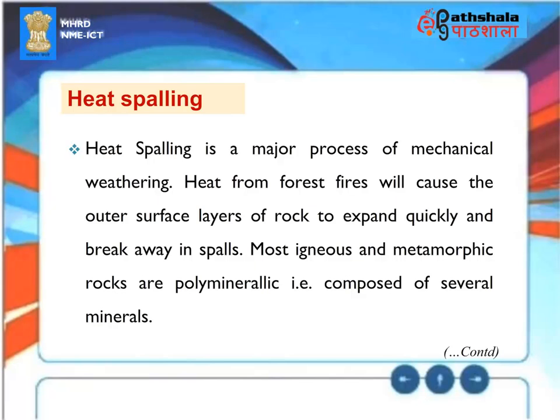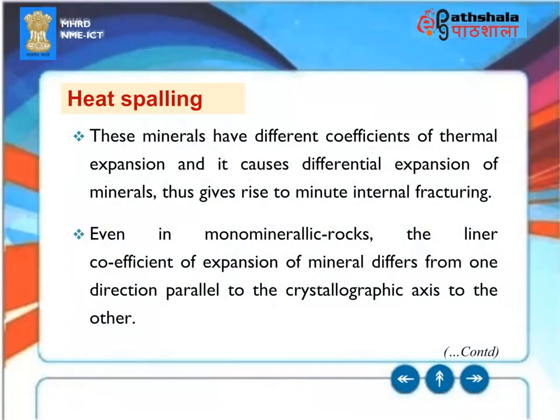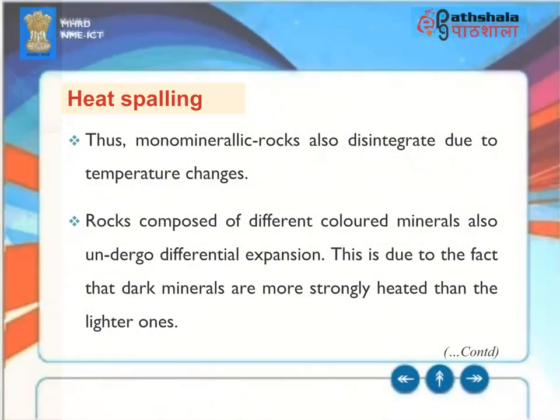Most igneous and metamorphic rocks are polymineralic, that is, composed of several minerals. These minerals have different coefficients of thermal expansion, which causes differential expansion of minerals and thus gives rise to minute internal fracturing. Even in monomineralic rocks, the linear coefficient of expansion of the mineral differs from one direction parallel to the crystallographic axis to the other. Thus, monomineralic rocks also disintegrate due to temperature changes.